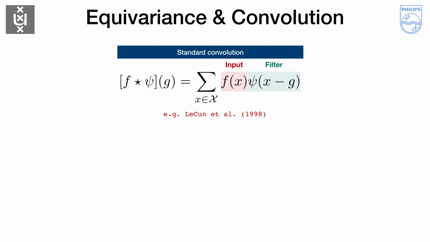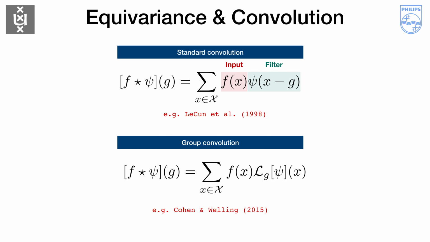with G-translated filters. The field of equivariance is dedicated to developing generalizations of the convolution to new classes of transformation, such as rotations or flips. The simplest convolutional generalization is the group convolution, used to model symmetries under invertible transformations. The basic premise is to take an inner product between the input f and transformed versions of the filters, which we write using the operator L sub g.